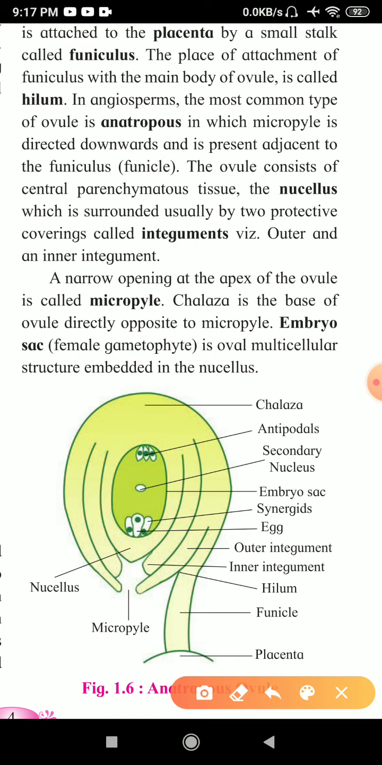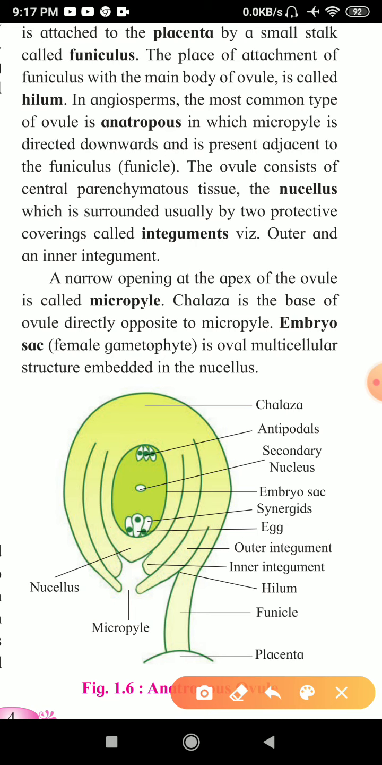Then in the middle you can see the green colored structure called the embryo sac. This embryo sac consists of three cells located towards the chalazal portion and three cells located towards the micropylar portion. The three upward cells are called the antipodal cells, and these three cells together are called the egg apparatus.